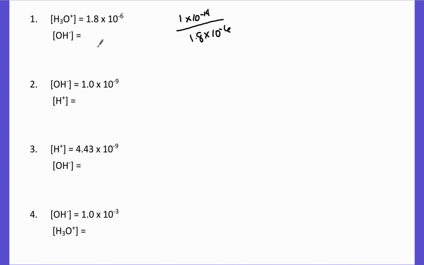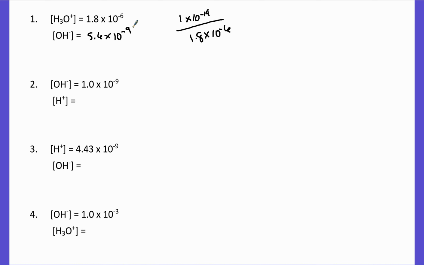-14 divided by 1.8 times 10⁻⁶. And I'm going to get an answer of apparently 5.5555 repeating, but I only need 2 sig figs, so I'm going to say it's 5.6 times 10 to the negative ninth, right?